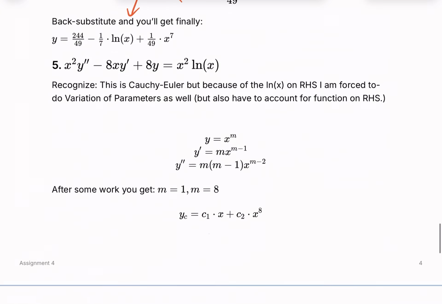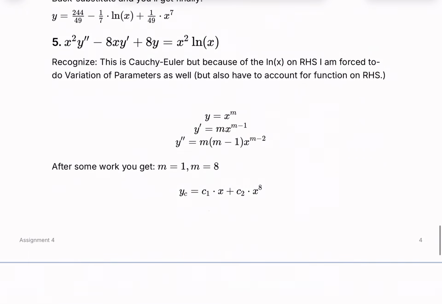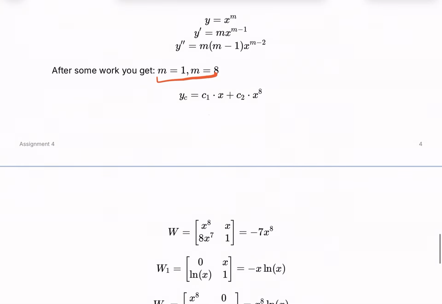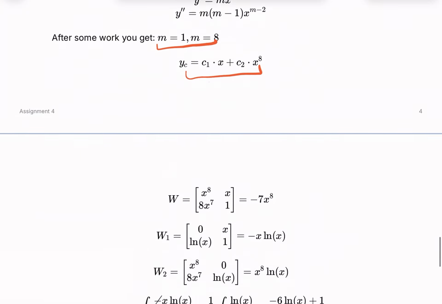Now on to question number 5. We also know that this is a Cauchy-Euler. This time around, they didn't give us any initial conditions, but they tell us to solve with variation of parameters. And so that's what we're going to do. So as usual, we zero off and we solve for our roots. This is what our complementary solution looks like.